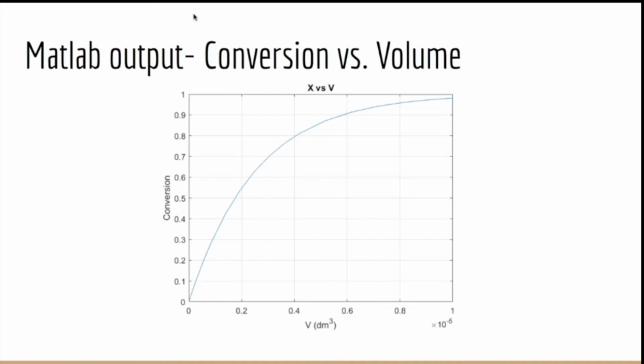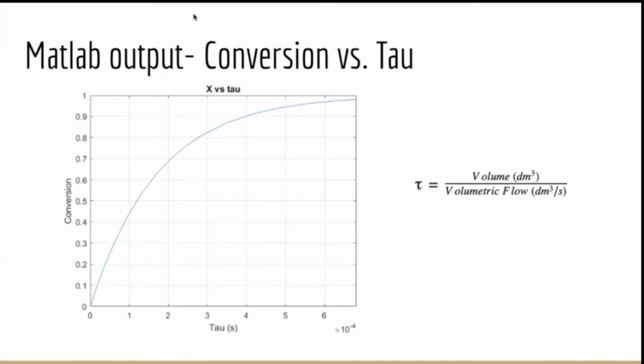And so this graph shows our conversion versus volume, and the conversion is increasing as the volume increases, which was our desired outcome. And this last graph shows the conversion versus tau space-time. And again, the conversion is increasing as the space-time is increasing, which was expected to have the formate increasing with time through the reactor.